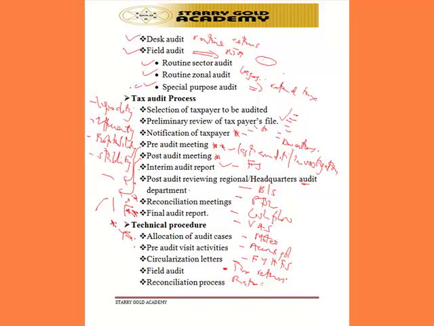Then 2 is the pre-audit visit activities. Like I explained earlier on, the first thing to be done is to get background information about the company, to notify them, and some other things like that. Then we have the circularization letter, which is a way of collecting evidence, third party independent confirmation about certain information concerning the taxpayer. Then the field audit process itself, the duration usually depends on the complexity and size of the company involved. Then the reconciliation process, like I have explained. So those are the technical procedures involved in tax audit.